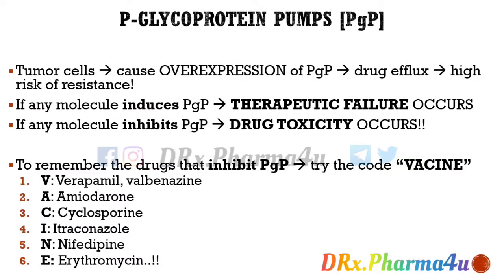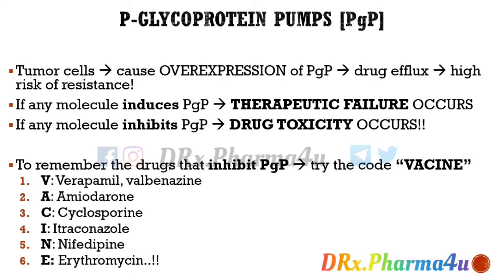So if any molecule activates P-glycoprotein, for example, rifampin. Rifampin is an anti-tubercular medication that activates P-glycoprotein. So that results in therapeutic failure. And if any molecule inhibits P-glycoprotein, then drug toxicity can occur. So this is also a very important drug interaction. So that also we need to understand.